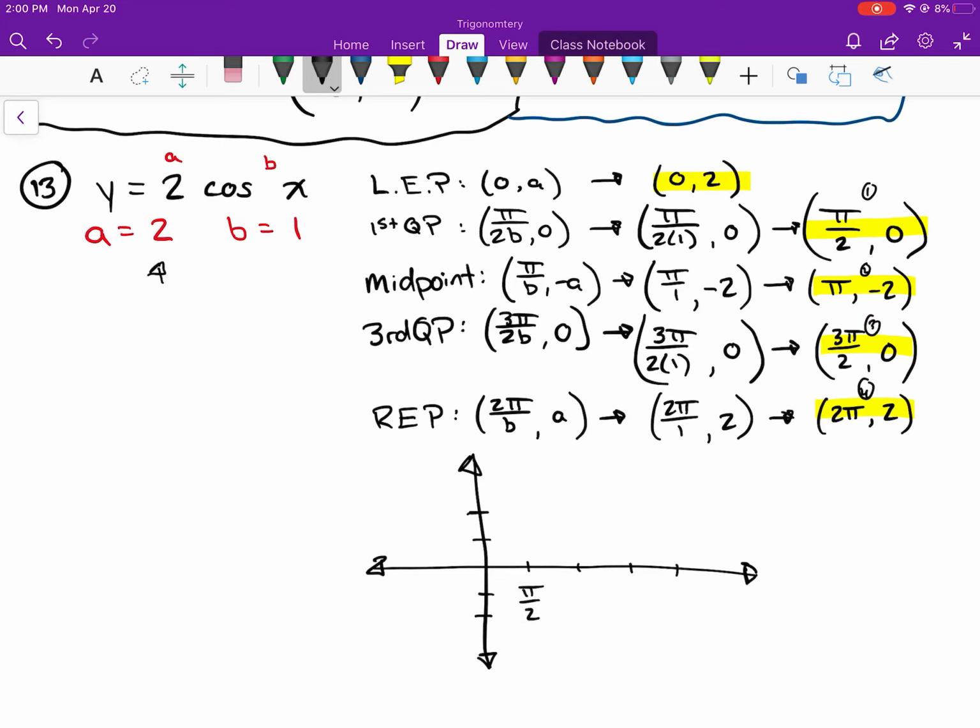So this will be pi over 2, pi, 3 pi over 2, and then 2 pi. And you can basically do this with all the problems. So now I need to plot the points. My first point, my left endpoint, is at 0, 2. So x is 0, y is 2. Plot that first point right there.